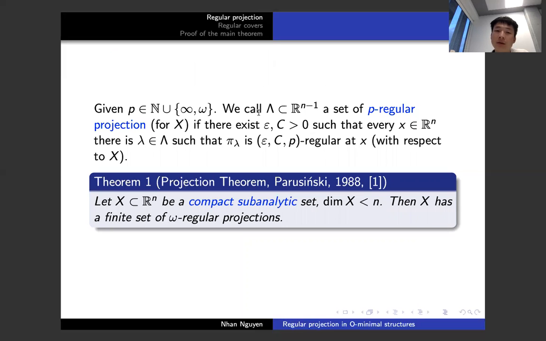Given p, we call a set in R^(n-1) a set of p regular projections for X if there exist epsilon and C bigger than 0, so that for every x in R^n there's a vector lambda so that pi lambda is epsilon-C-p regular at x with respect to X, of course. So Paunescu proved that if X is a compact subanalytic set in R^n, and the dimension of X is smaller than n, then X has a finite set of analytic regular projections. And he used this result to prove the regular cover theorem.